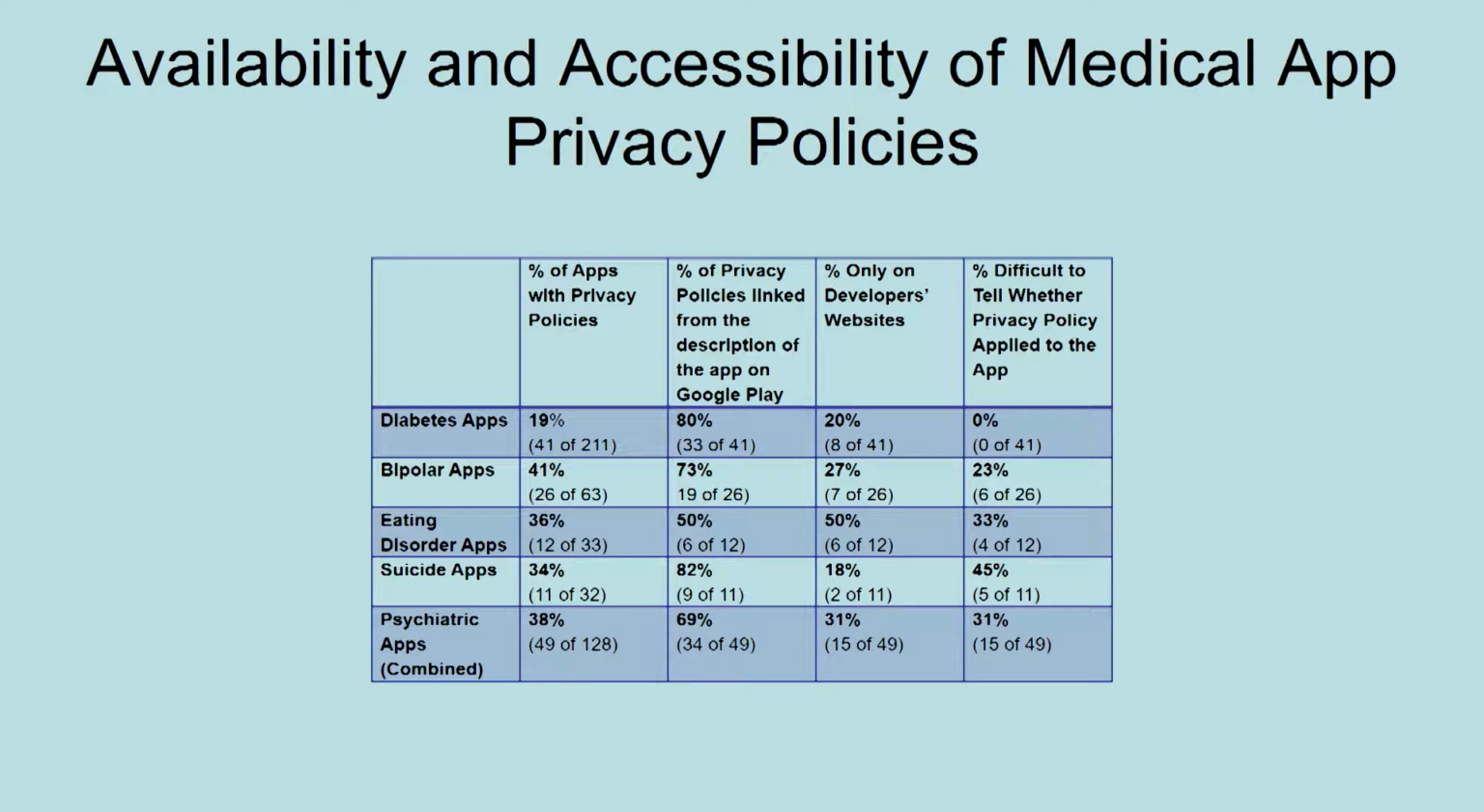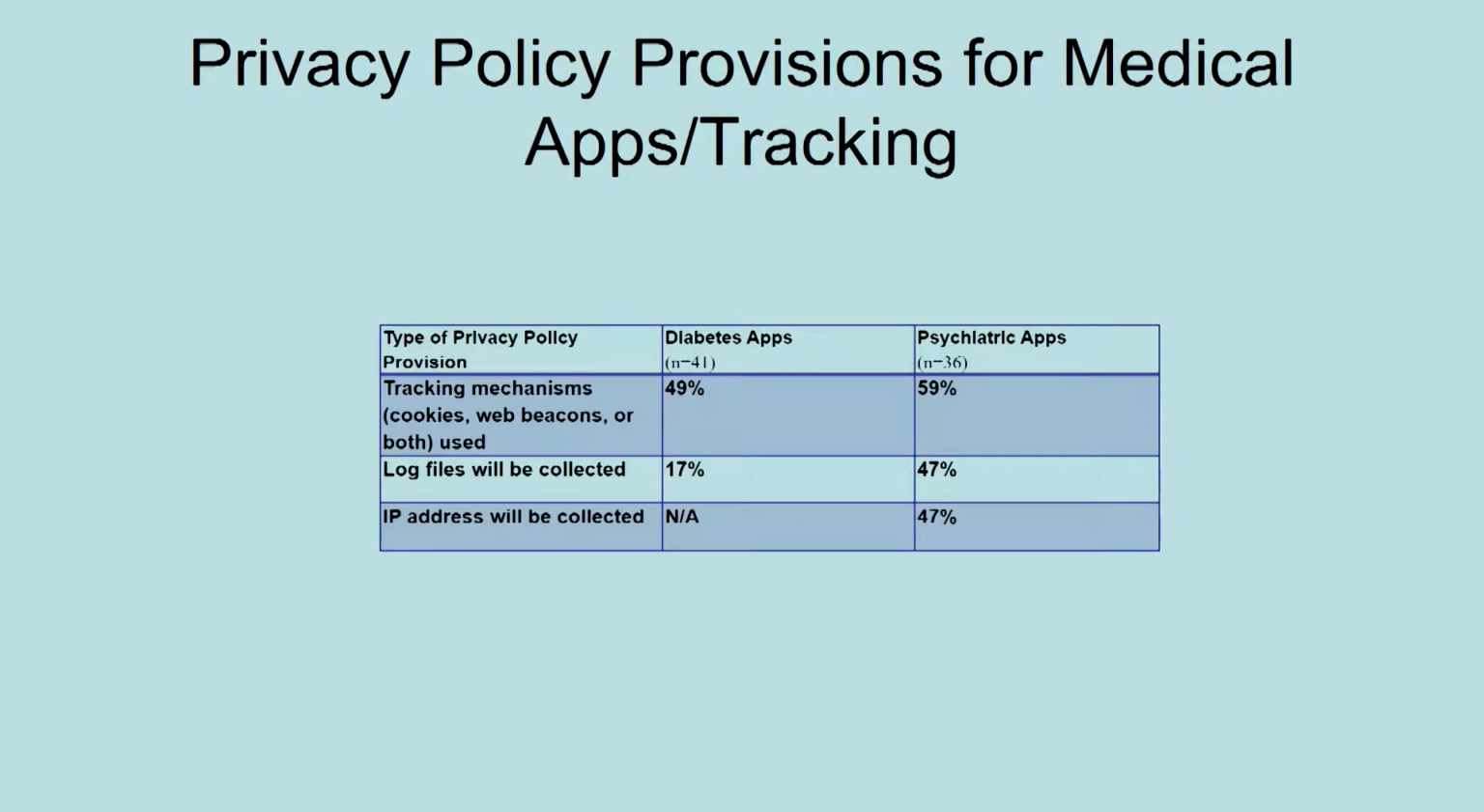So we looked at what the apps collected, what they stored, what they shared. And we found that a number of them, 49% of the diabetes apps and 59% of the psychiatric apps, put tracking mechanisms on your phone, things like cookies, web beacons, so it could tell other things you were doing in other apps, who your contacts were, what web searches you were doing, and so forth.